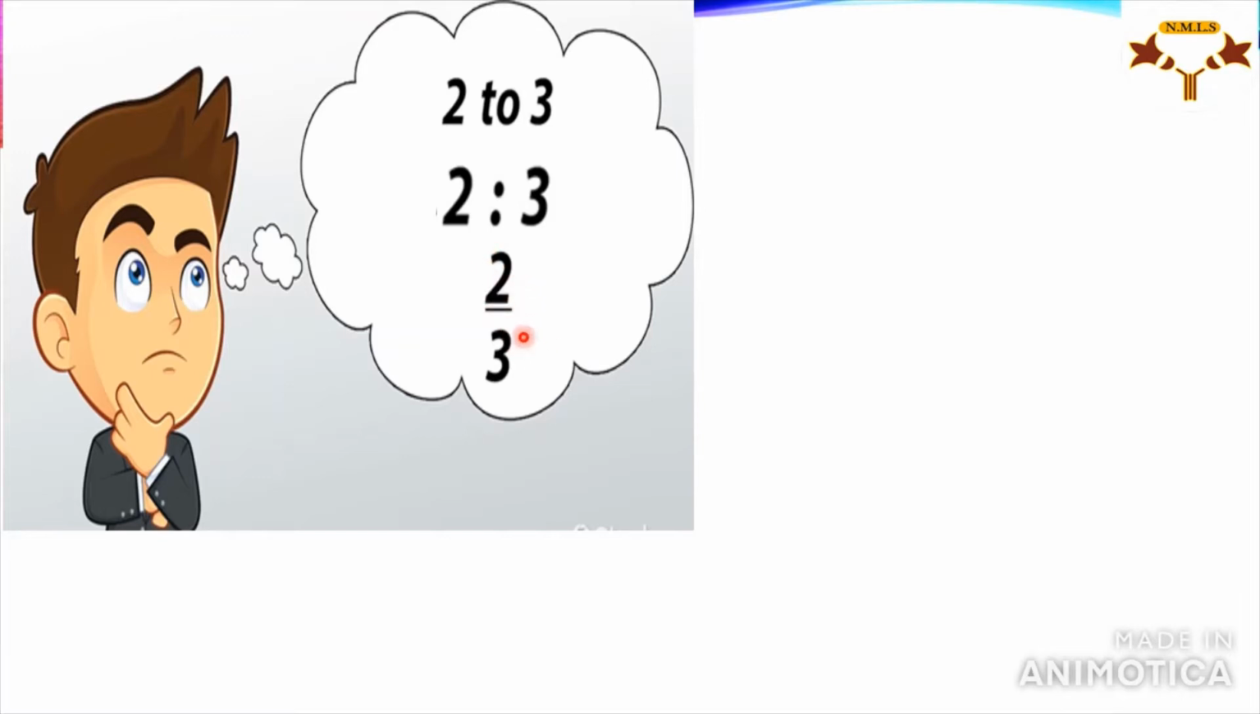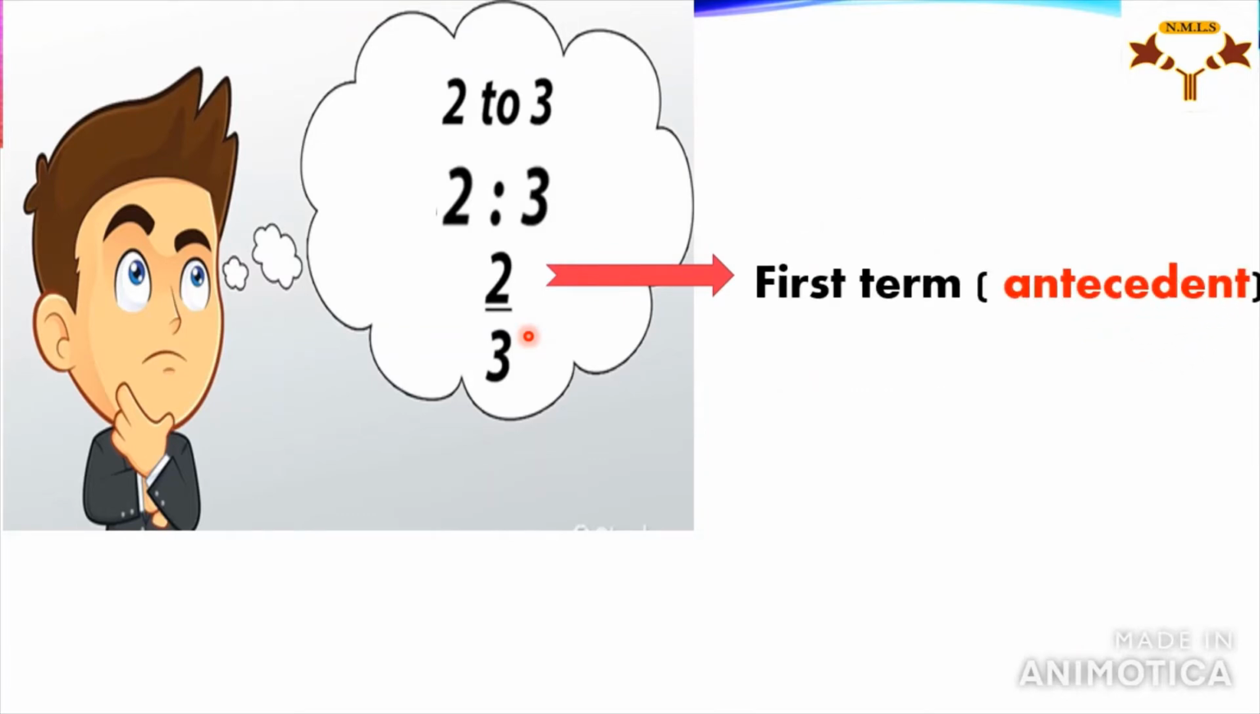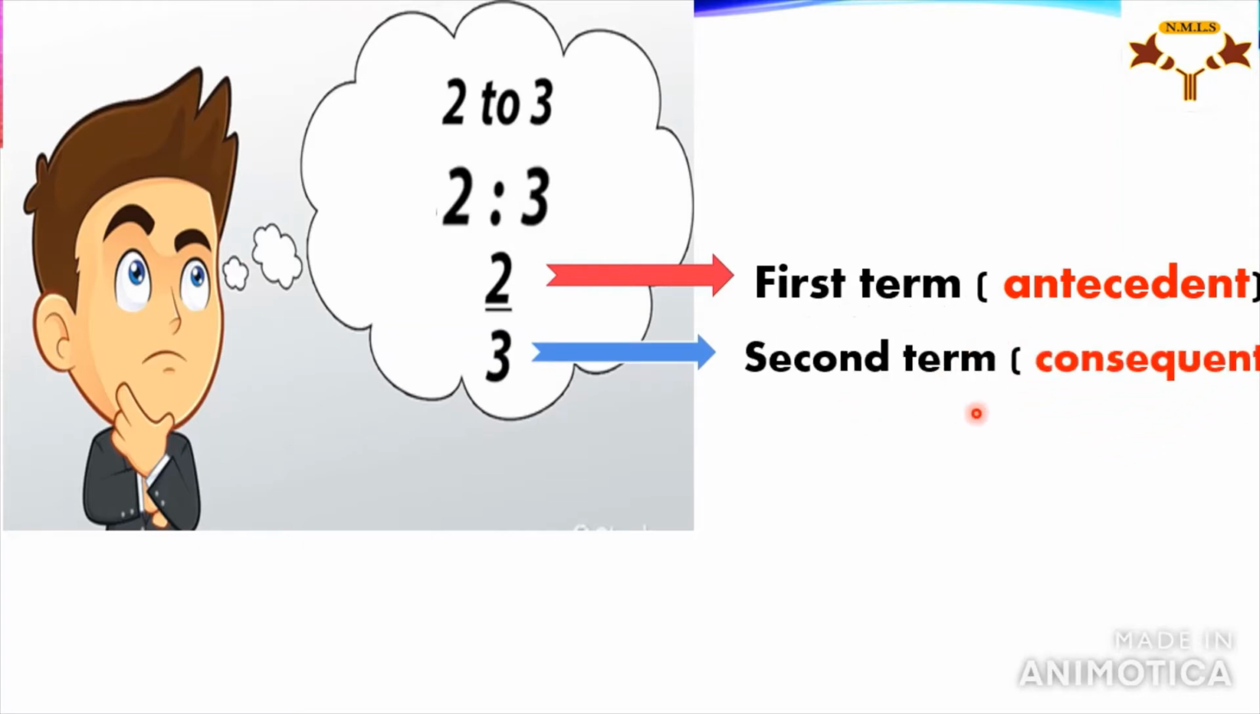2 and 3 are the 2 terms of the ratio. The first number, which is 2, is called the first term. We also call it the antecedent. What about the 3? 3 is the second term, which we call the consequent. So the order of the terms of the ratio is so important.